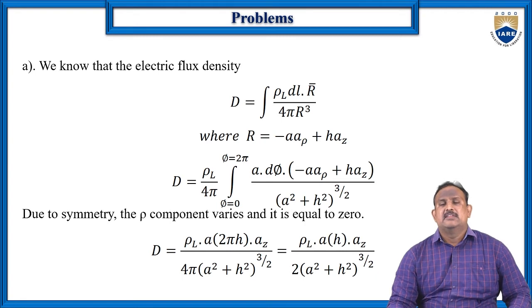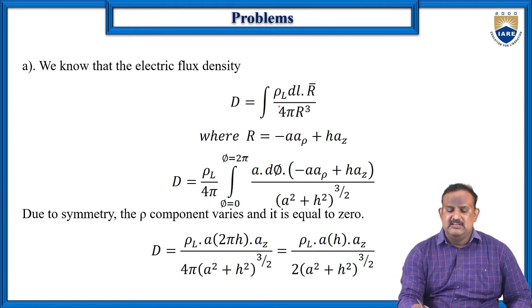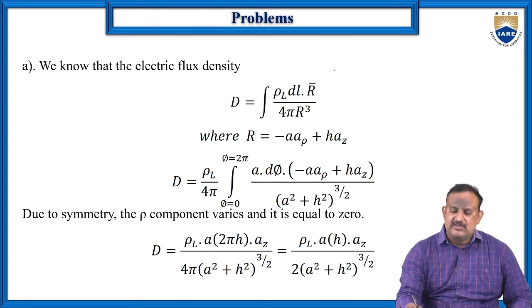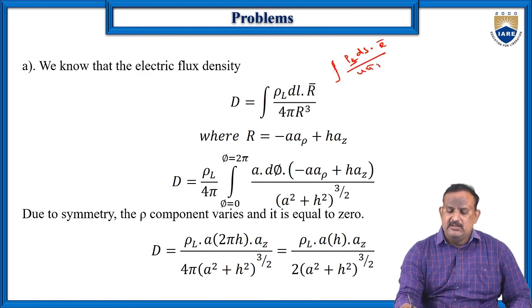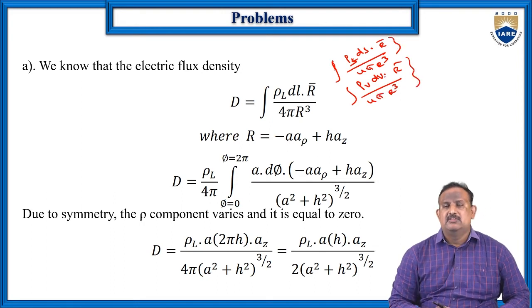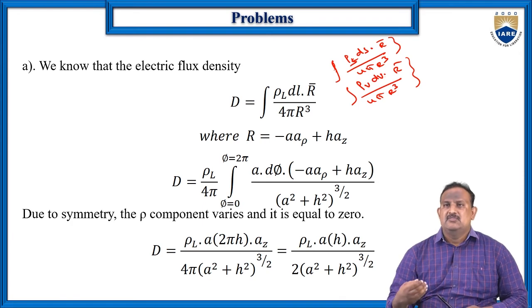So here we know that the electric flux density formula is D equal to integral rho L dl into vector r by 4 pi r cube, if it is a line charge. If it is a surface charge, we can write integral rho s ds into vector r by 4 pi r cube. If it is a volume charge, we can write the formula rho v dv into vector r by 4 pi r cube. So these are the formulas for the line, surface and volume charge.